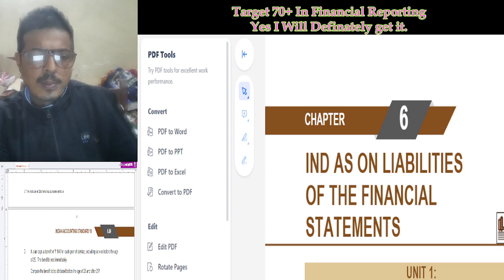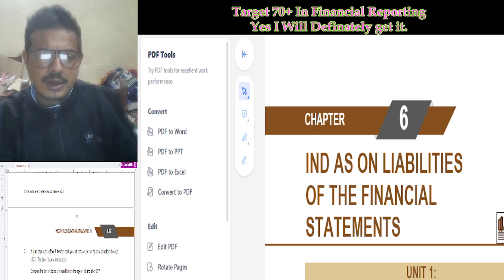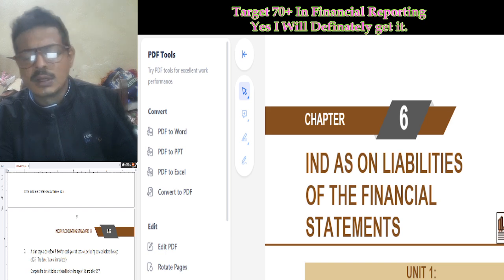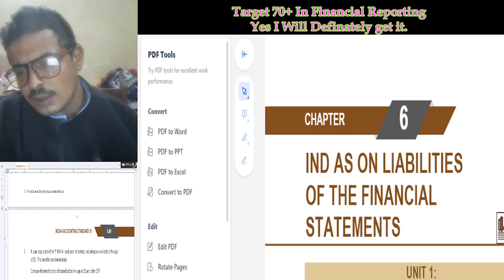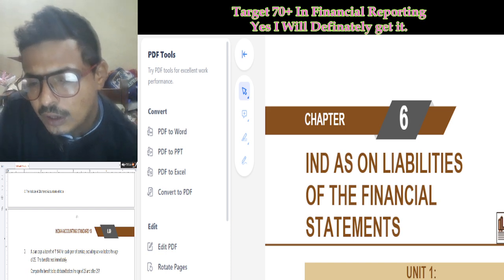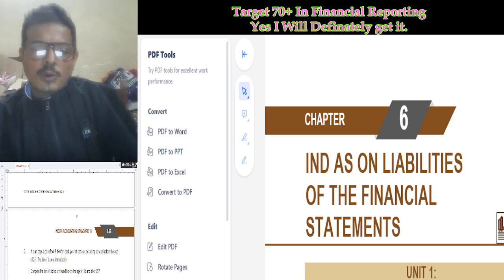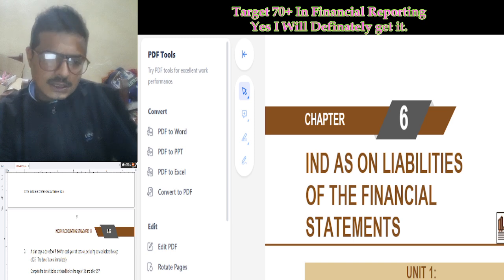Third question: a plan pays a benefit of 140 for each year of service, excluding service before the age of 25. So if you have joined the company before the age of 25, then you will not get any benefit for each year of service of Rs 140. Compute the benefit to be attributed before the age of 25 and after the age of 25. You need to draw a diagram, or you can just simply do it by using the probability factors.